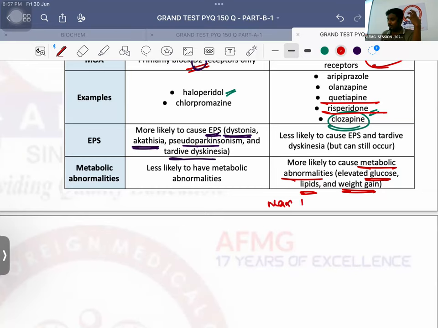Previous year question, maximum weight gain and maximum sedation. Neend aati hai na? Very good. It is seen with clozapine itself. Clozapine is the drug of choice for treatment-resistant schizophrenia. When two groups of drugs fail, then clozapine has to be given to the patient. Clozapine can lead to lethal or dangerous side effects like seizures, myocarditis, and agranulocytosis.